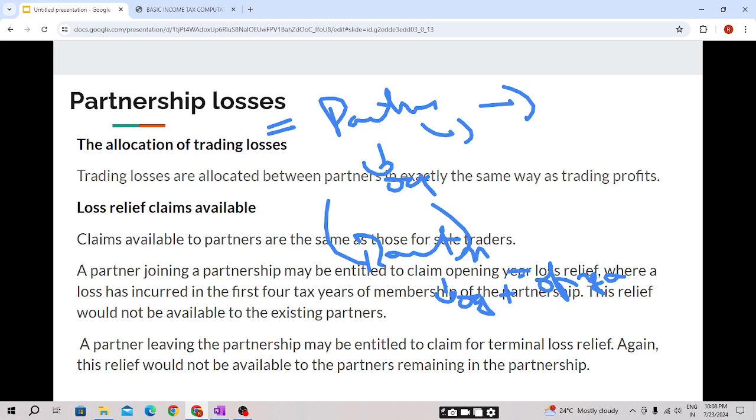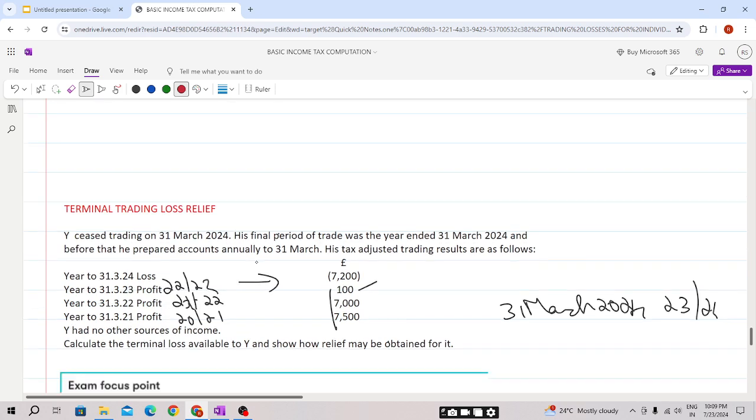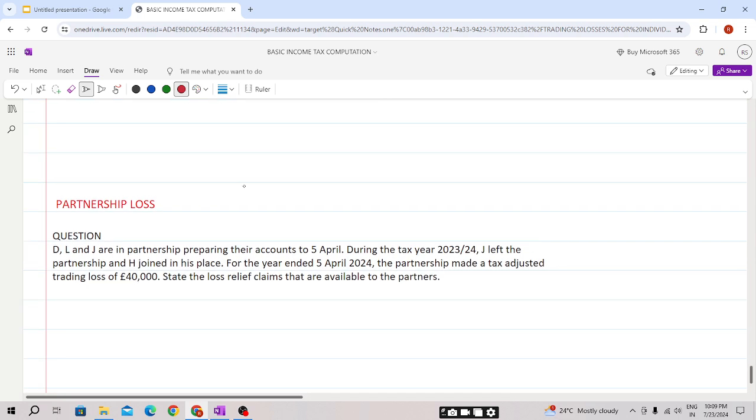If the partner is joining this year, and the loss is incurred in the first 4 tax years of membership of the partnership, then this rule will be applicable. If a partner is leaving, then the ongoing rules will also be applicable, plus terminal loss relief will also be available. So these are the 2 reliefs which will be available. I hope this is clear, students. Now we'll see the same in partnership losses.